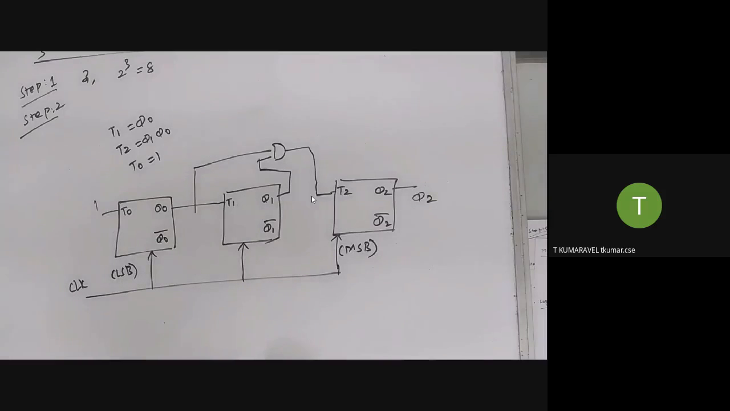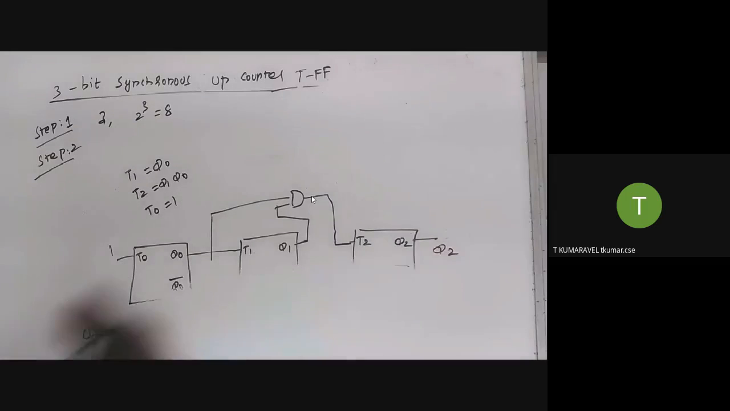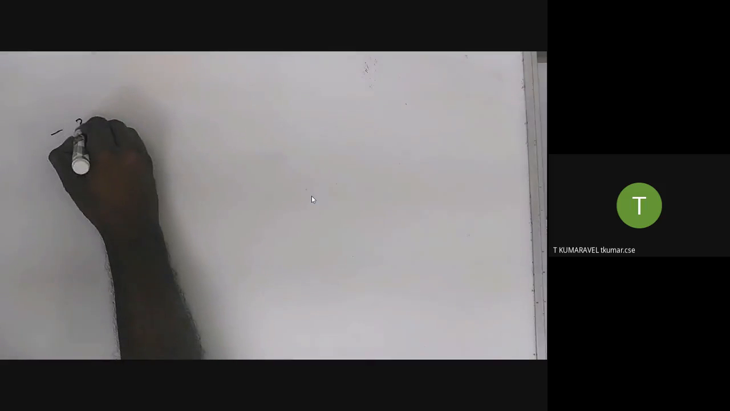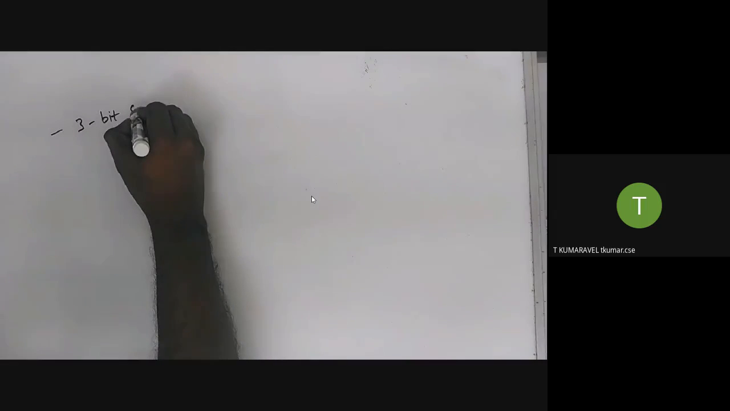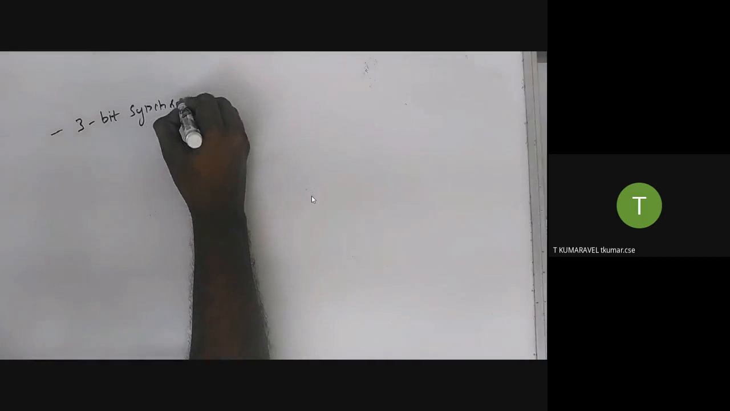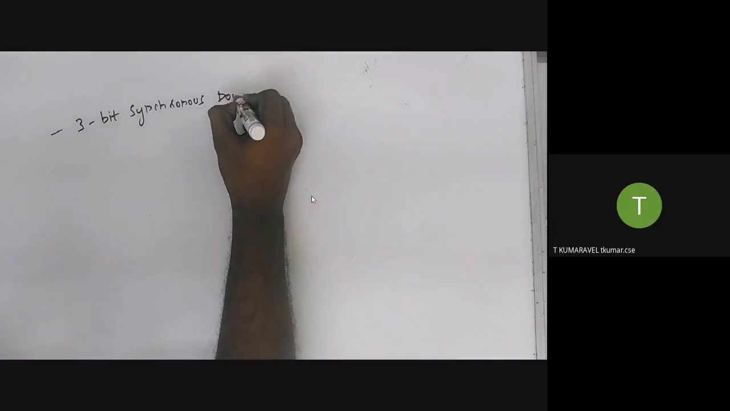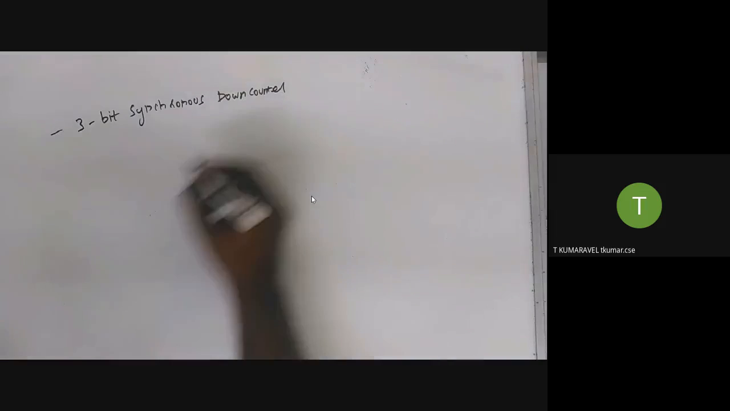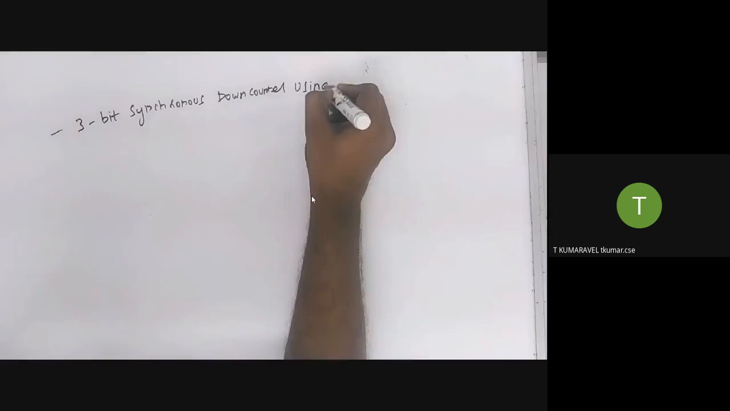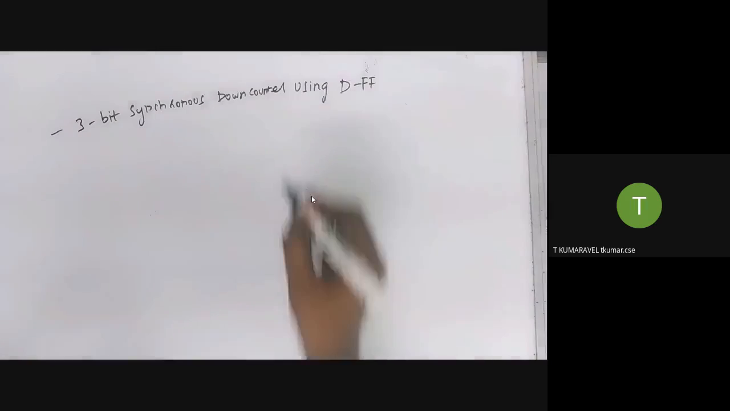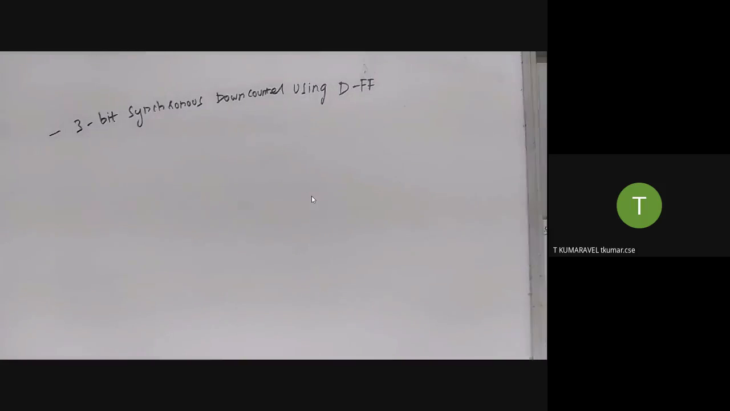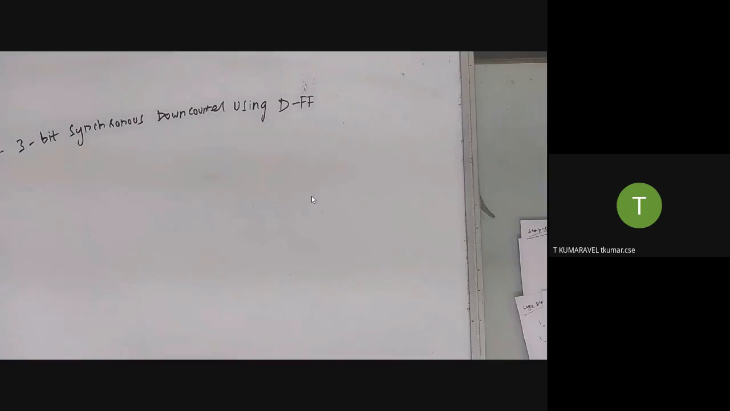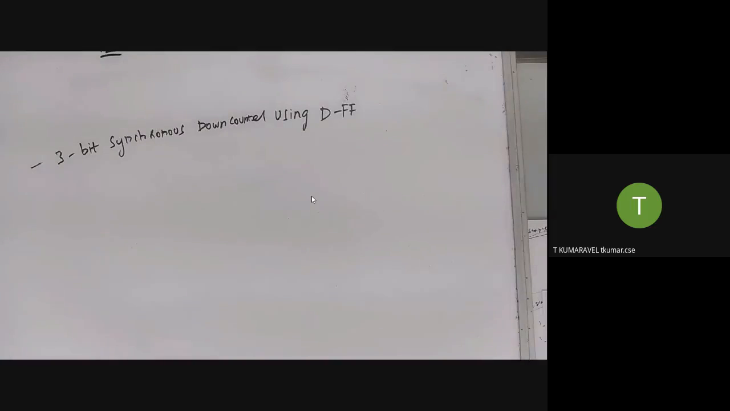Do you have any queries? No, sir. Okay, I will provide one more homework problem. You will try it out yourself. The next one is a 3-bit synchronous down counter, and then implement it using D flip-flops, data flip-flops. Definitely tomorrow I will call randomly any one of you to answer.